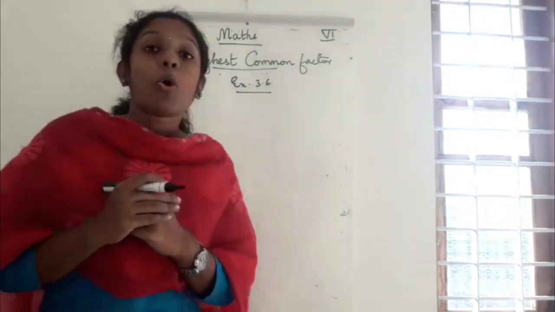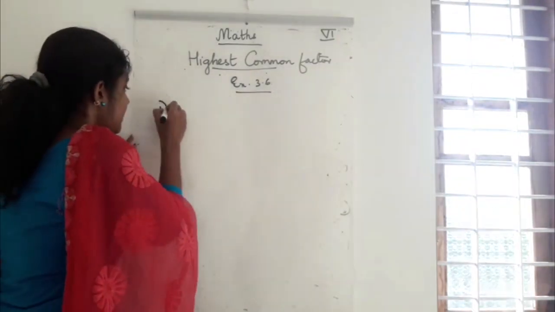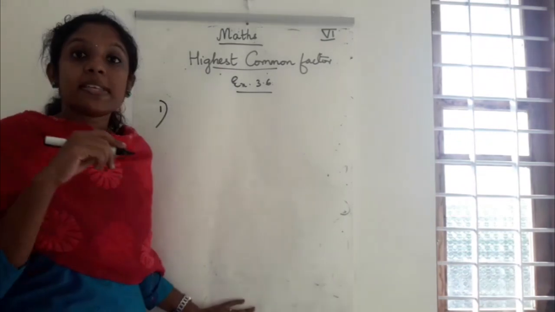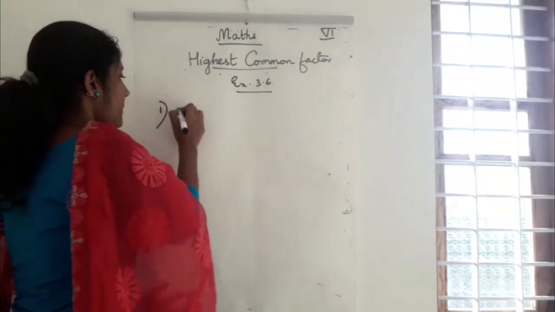Second question is what is the HCF of two consecutive numbers, 3 options are given there, 3 questions. What is the HCF, that is the highest common factor, of 2 consecutive numbers?